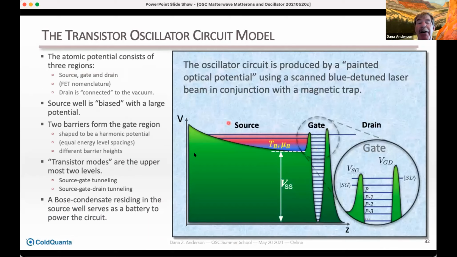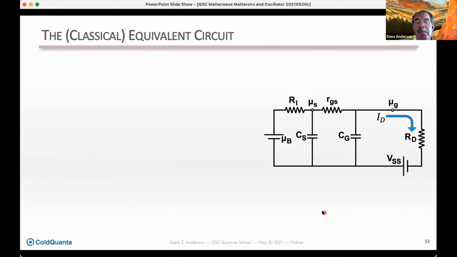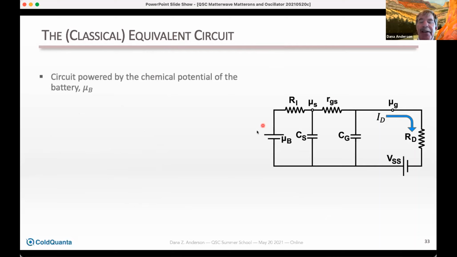So remember, here are all the elements of my oscillator. Just a triple well potential, two barriers defining a tight gate well. The classical equivalent circuit for the DC portion of the operation is shown here. The circuit is powered by a chemical potential mu B on the left, that's a battery. There's a bias potential over here, VSS, on the source.